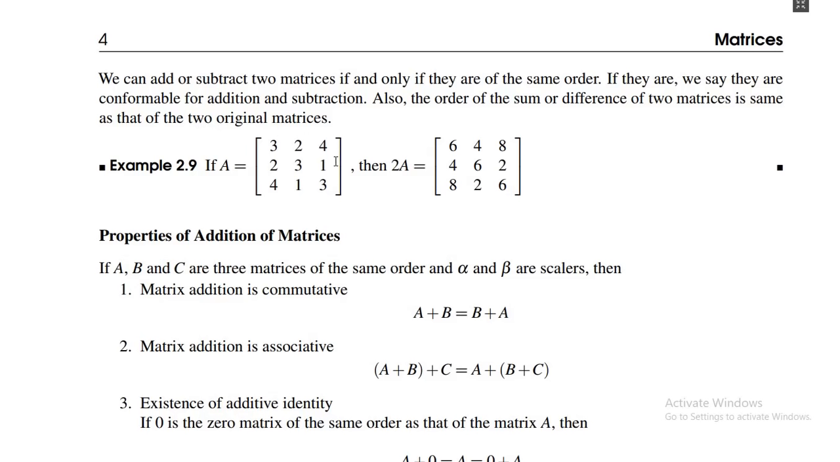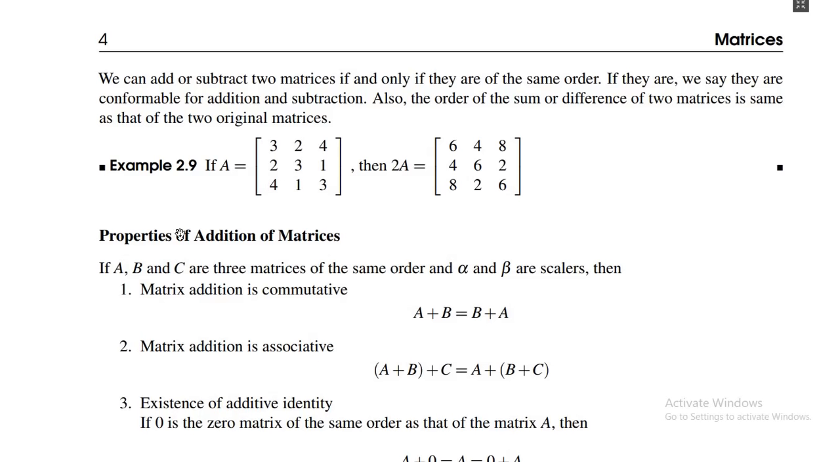For example, matrix A is given here, which is 3, 2, 4, 2, 3, 1, 4, 1. So this matrix has size 3 by 3. Now the scalar multiple of this matrix A by 2 also has the same size 3 by 3, and we multiply each entry by 2 and obtain 2 times A, which is 6, 4, 8, 4, 6, 2, 8, 2, 6. We multiply each entry: 3 times 2, 2 times 2, 2 times 4, 2 times 2, 2 times 3, 2 times 1, 2 times 4, 2 times 1, 2 times 3, and then we obtain such a matrix.